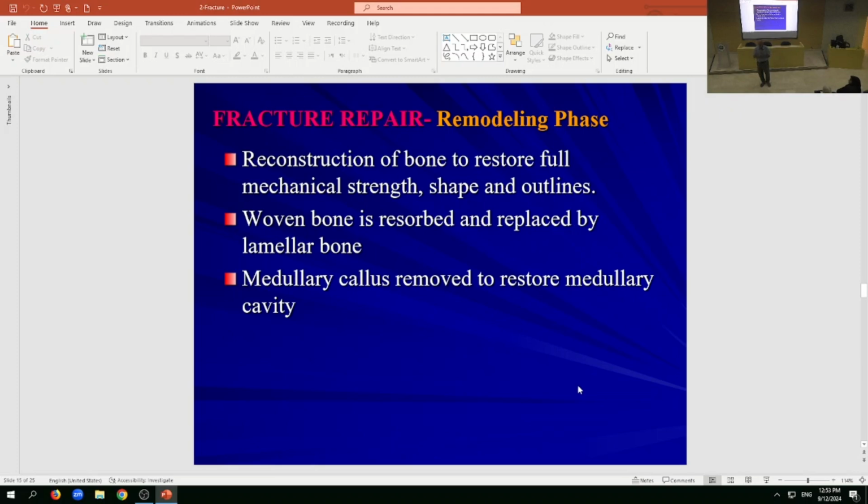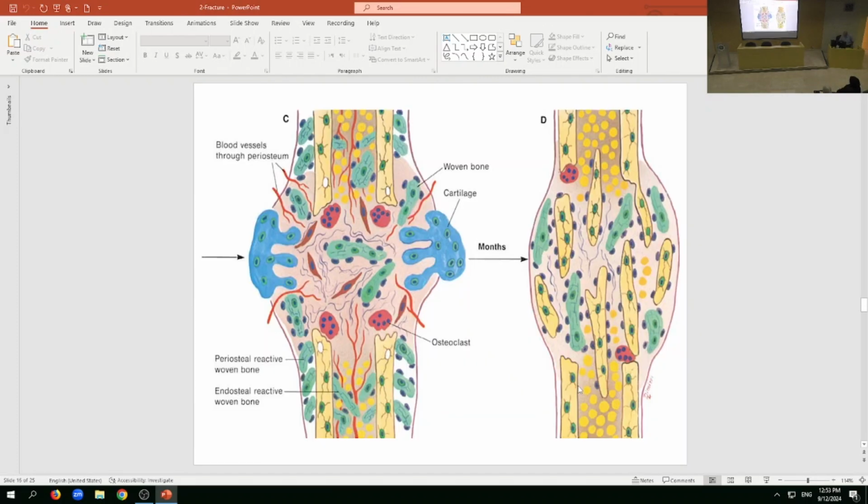Right? How is the body doing that? It changes the layers of the woven bone, the reactive bone, from a haphazard one to gradual lamellae, layers, until it's straight and becomes strong. I still have a few minutes. Be patient with me, I know today is Thursday.